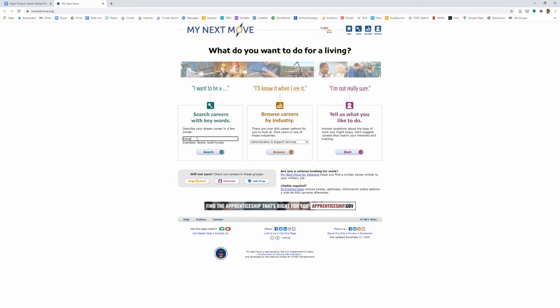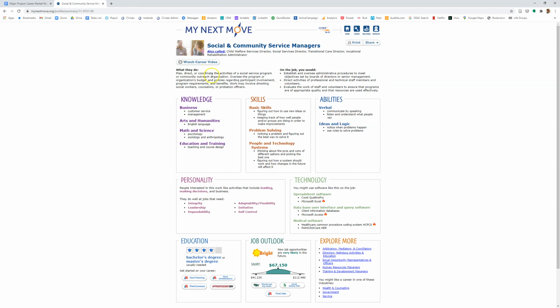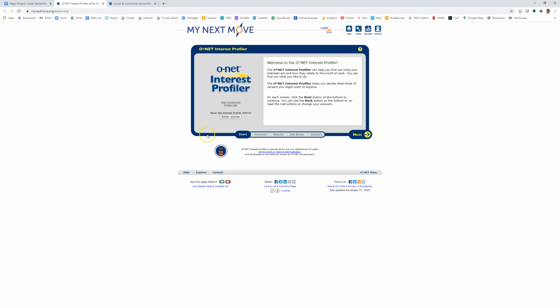I'll just do nonprofit and see what it has. Fundraisers, general operations managers, social and community services managers. So the first part of this would be to go and do searches by career. But the other would be to use your O*NET profiler.